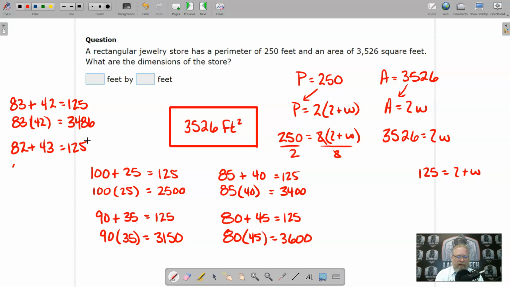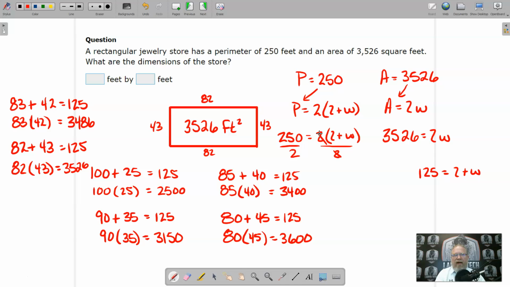So now let's go ahead and do 82 times 43. And looky there, 82 times 43 equals 3526. So we now see that if we have 82 and 43, if these were the dimensions, then whenever we add them together, remember we divided by 2 here, so 82 plus 82 plus 43 plus 43, if we add all that together, we would come to 250.